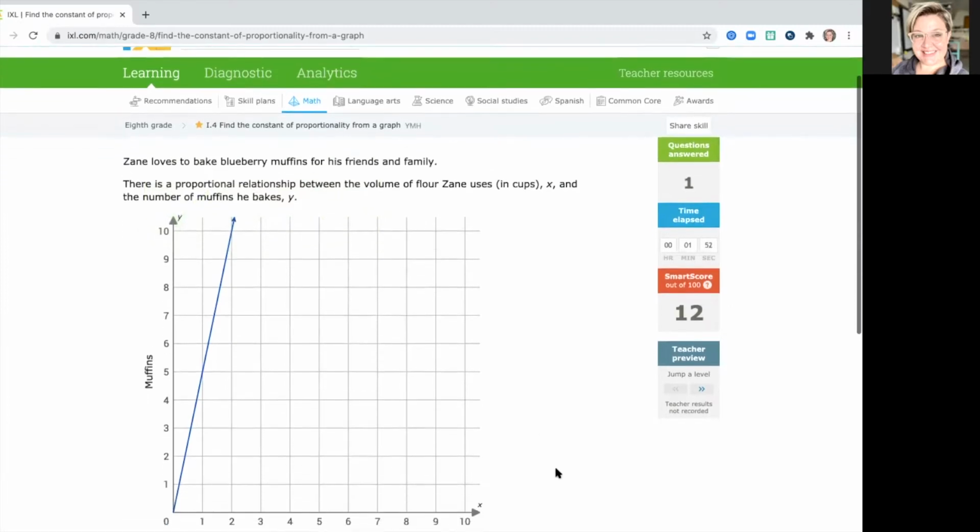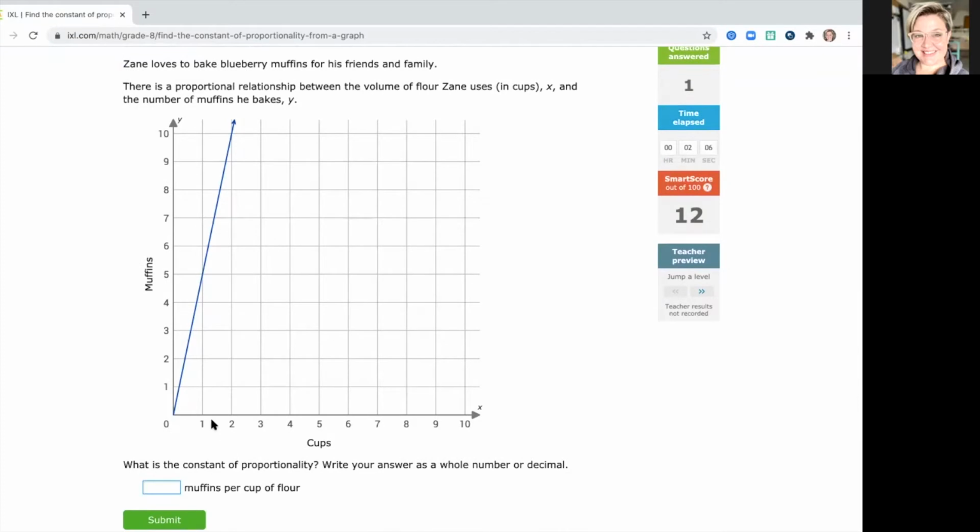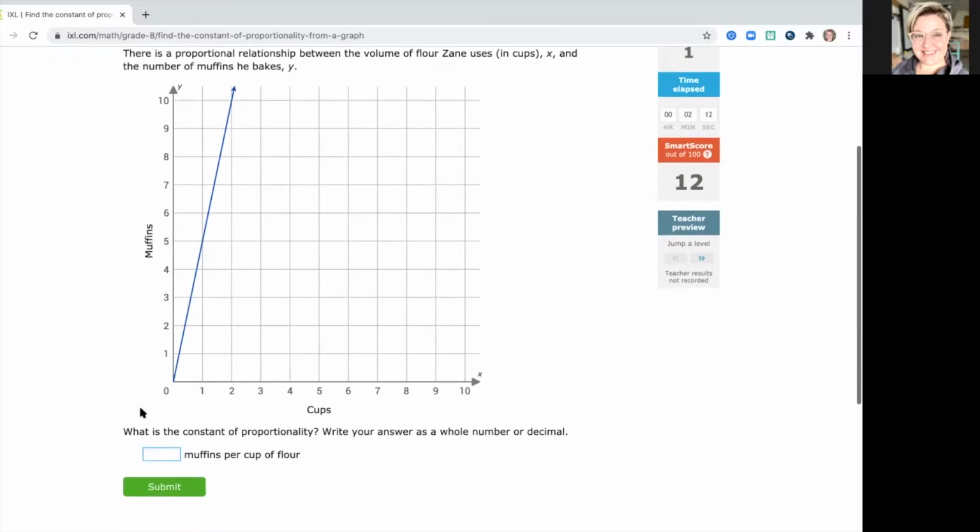Here's another one. Zane loves to bake blueberry muffins for his friends and family. There's a proportional relationship between the volume of flour Zane uses in cups, which will be our X, and the number of muffins he bakes, which will be our Y. So along the bottom, we have the cups of flour that are proportional to the amount of muffins he bakes. What is the constant of proportionality? Write your answer as a whole number or decimal. So muffins per cup of flour.